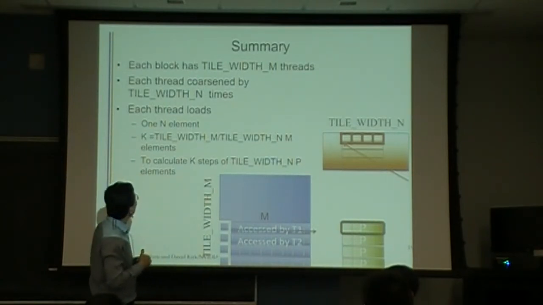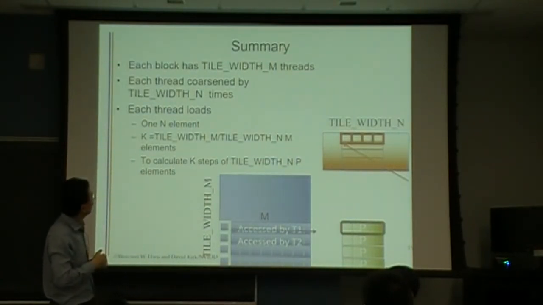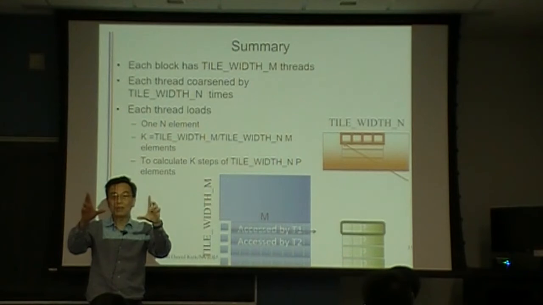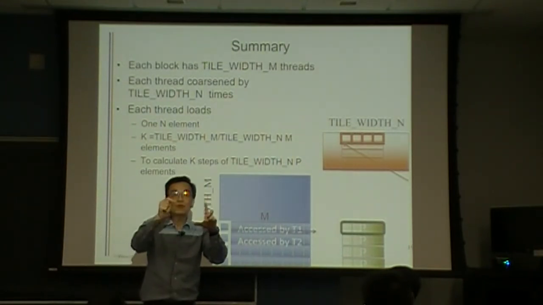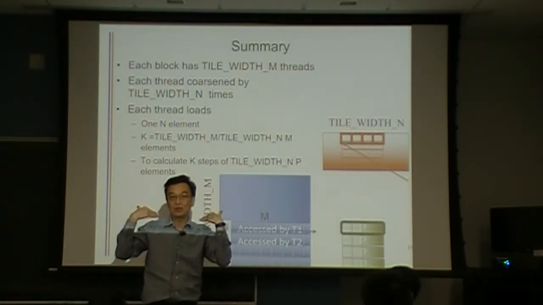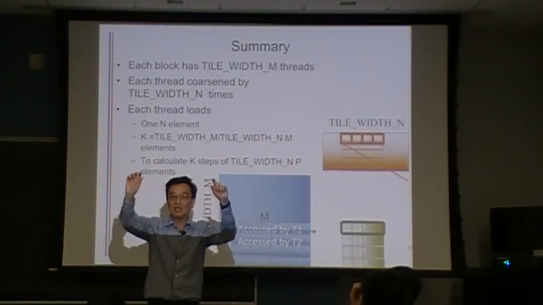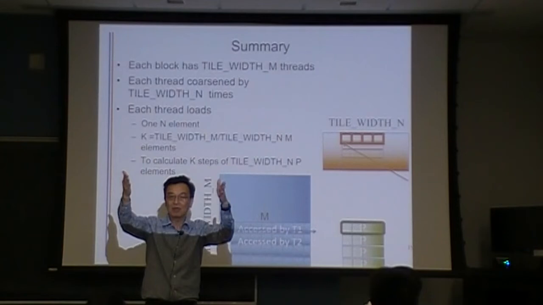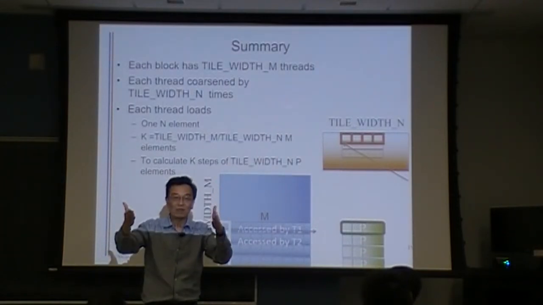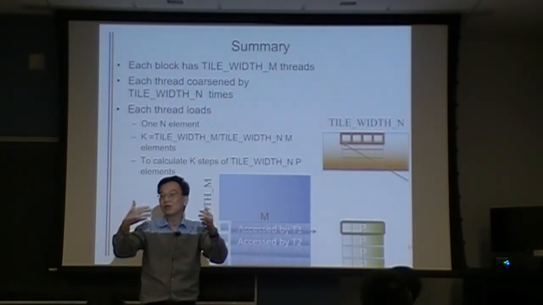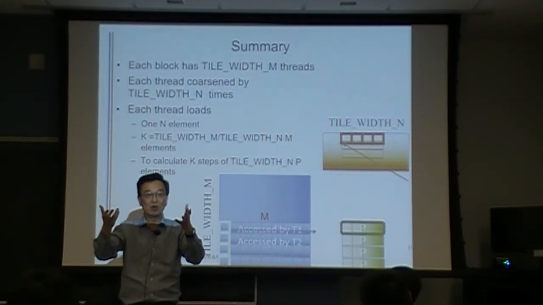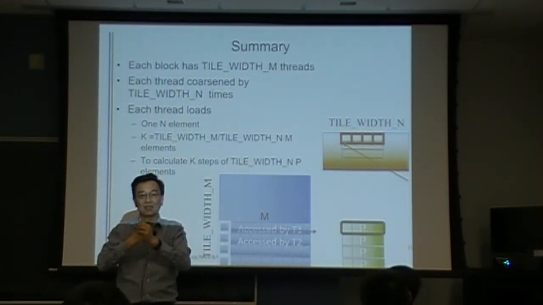And each thread loads one n element. All the threads will collaborate and load one input n element into the shared memory. In that case, remember the n strip was 16, so we do the k factor of 4, so that's 64. So all the 64 threads will have a role in loading the 64 elements.